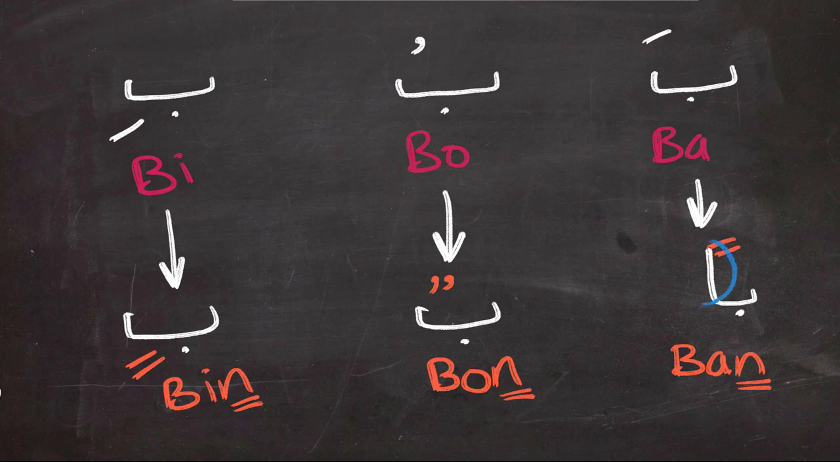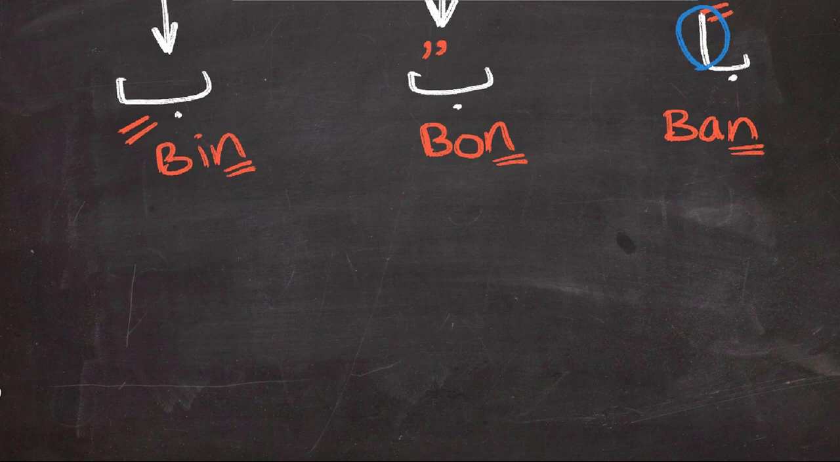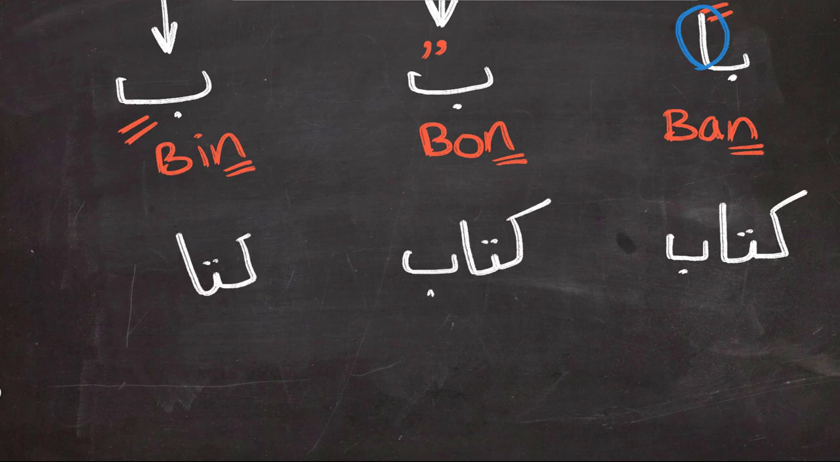We should notice that only in case of adding Tanween of Fatha, you need to add Alif at the end of the word if the word doesn't end with Alif. So how does this look with a real word? A word like Kitab, which means book. If we want to add Tanween at the end of Kitab, we're going to have to add an Alif at the end of Kitab because it is Tanween Fatha. And for Tanween Dhamma and Kasra, we can just add it at the end of the word.